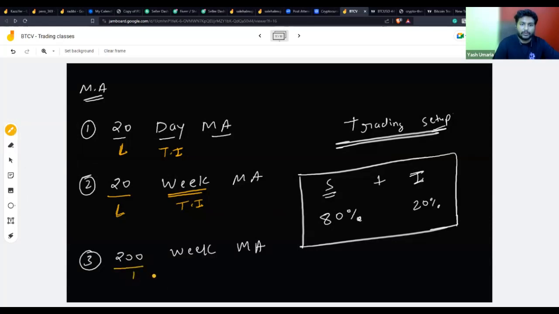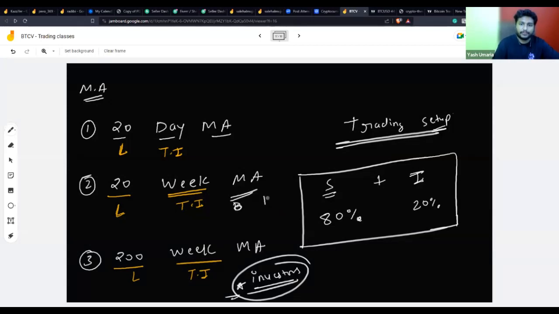This is important for only for investors. Only for investors. That's it. It is for both. And this one is only for traders. Okay. So understand this part.